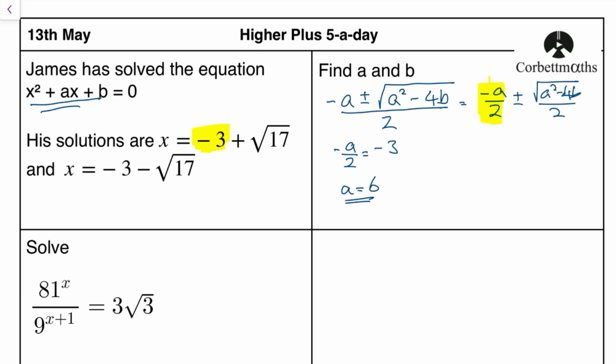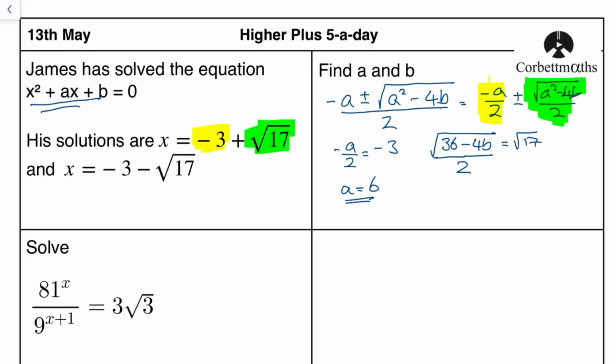So far, so good. Arguably, I've done the easy bit. Next bit, I then need to put this into the other part. So I know that this is equal to this, including the 2. So now I've got to be careful. So let's write this out. So I've got the square root of a squared, which I now know is 36, minus 4 times b, over 2 is equal to the square root of 17.